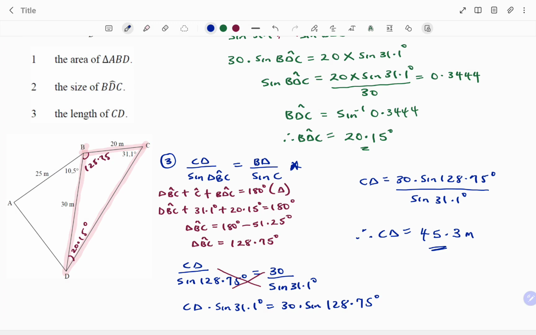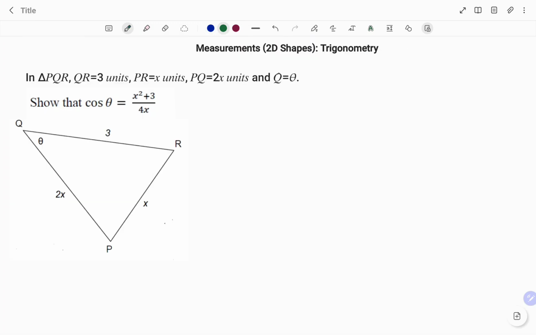Let's look at the last example. In our last example, we have in triangle PQR, the line QR equals 3 units, the line PR equals x units, and PQ equals 2x units, and the angle at Q equals theta. We have to show that cos theta equals x squared plus 3 over 4x.